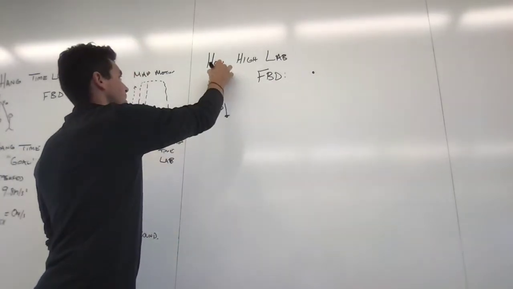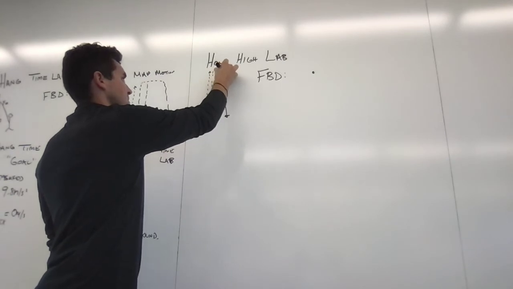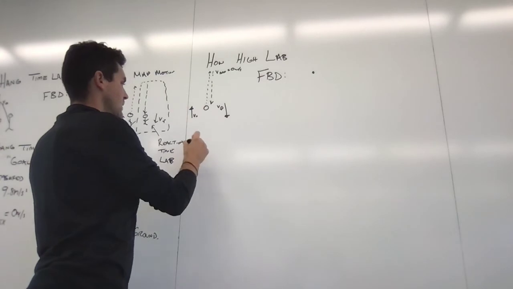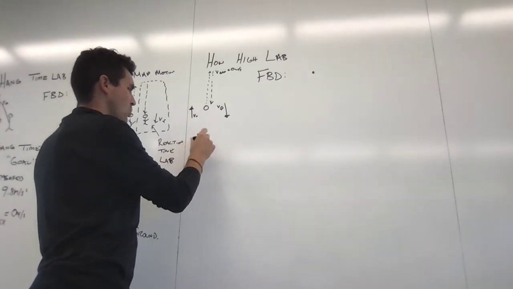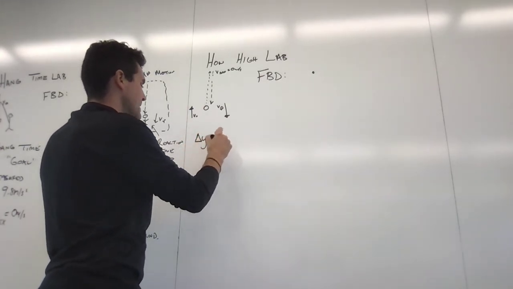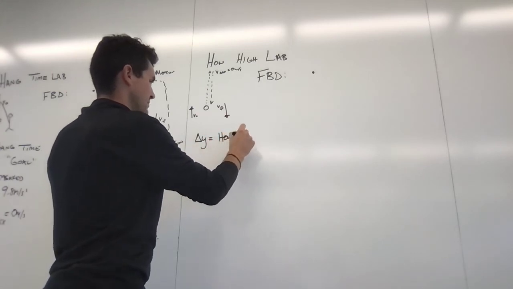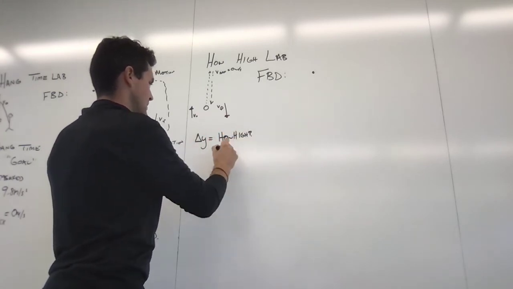At the very top, this is my velocity at the apex. It's 0 meters per second. Okay, so I'm trying to find y. I can't measure this time. This is my answer to the question, how high? This is my goal.